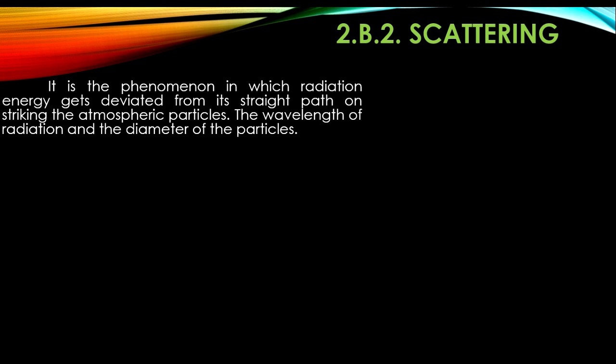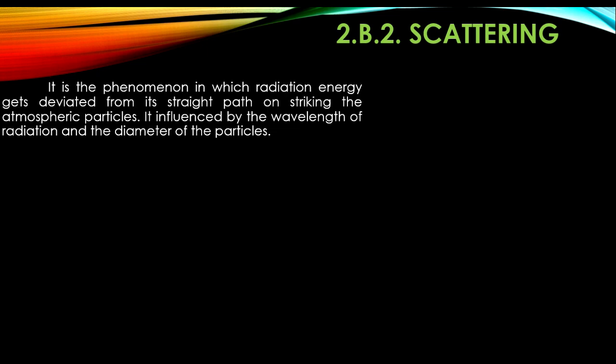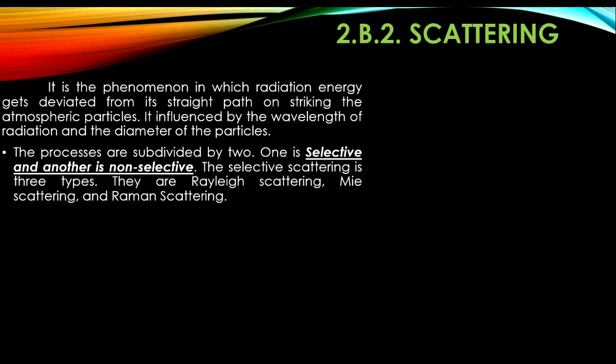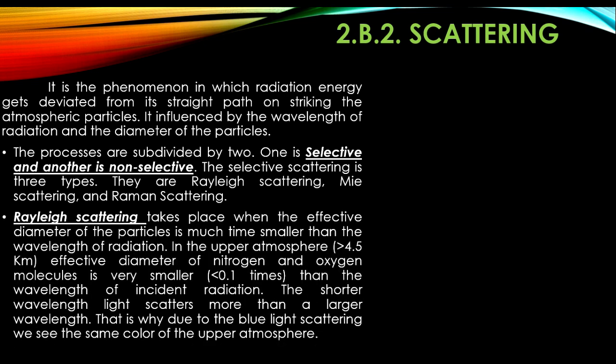Scattering is the phenomenon in which radiation energy gets diverted from its straight path on striking atmospheric particles. It is influenced by the wavelength of radiation and the diameter of the particles. The process is subdivided into two: one is selective and another is non-selective. The selective scattering is of three types: Rayleigh scattering, Mie scattering and Raman scattering.